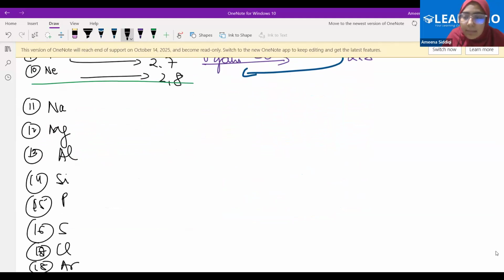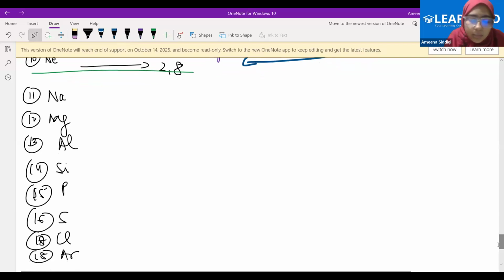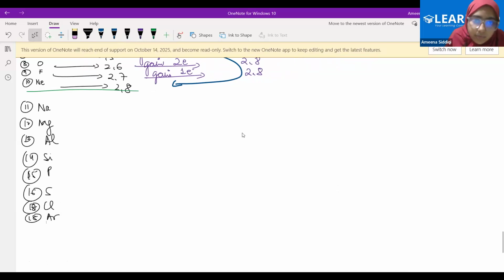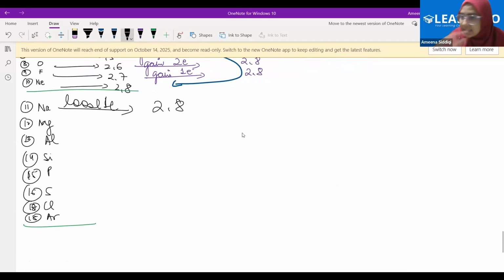Ma'am, are you writing? Okay, fine. So sodium is near to which one? Argon or neon? Neon. What will it want to do? It will want to attain the electronic configuration of neon. What will it do for that? Lose 1 electron. Excellent. What is the electronic configuration now? 2 and 8, like that of neon. Therefore, it has gained stability. Magnesium, how many electrons will it lose? 2 electrons, right? So 2 and 8. Aluminium, lose 3 electrons. 2 and 8.